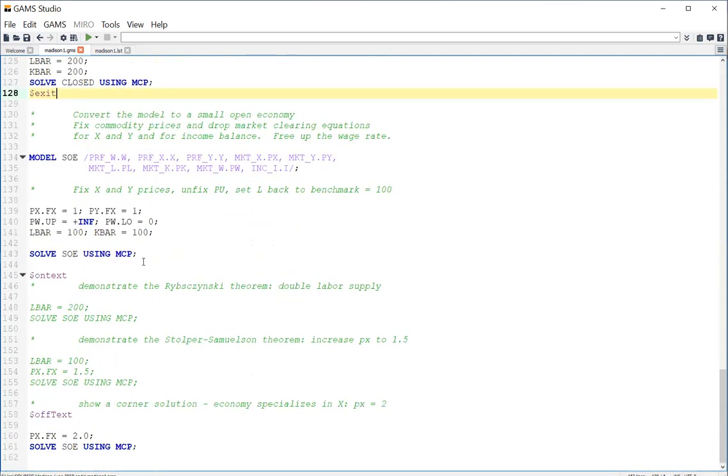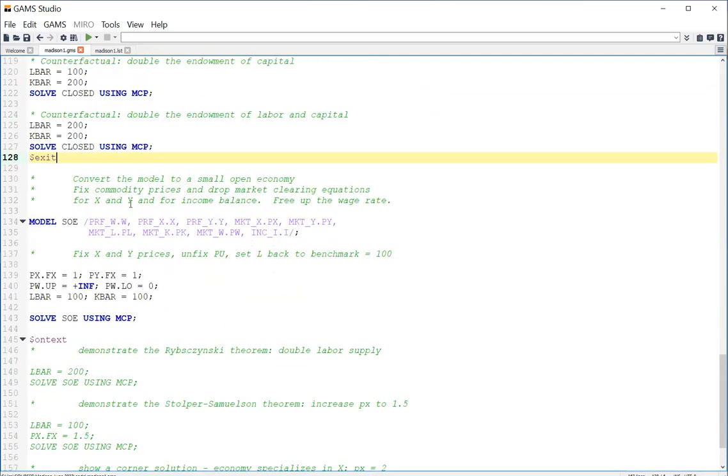Okay, so then this model has a second part. I'll just erase the exit sign, or I could star out the exit sign. And this is to convert the model to a small open economy model. And I'm not sure I should have done it this way. I don't put in the trade activities. But this is what we would call a quick and dirty conversion.